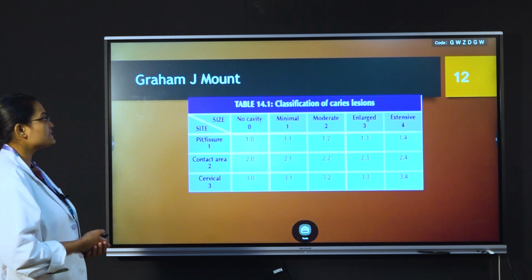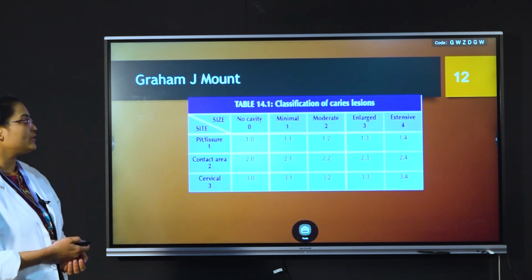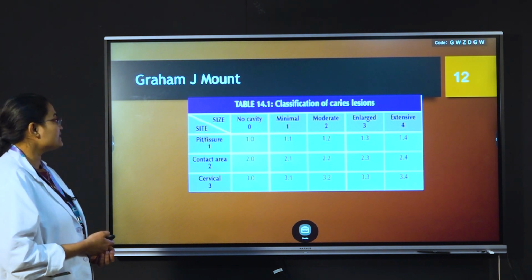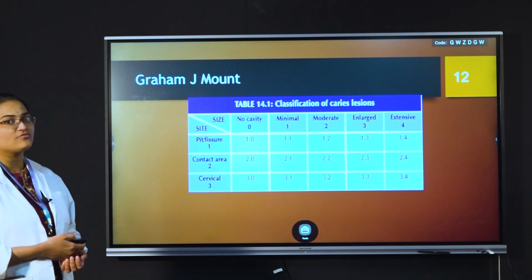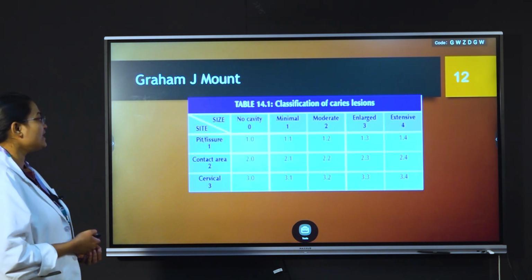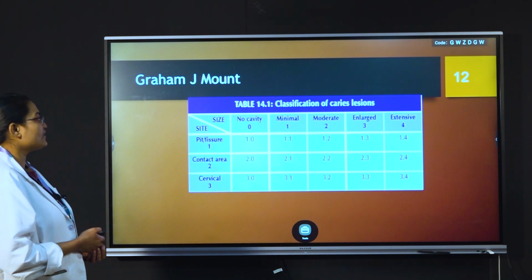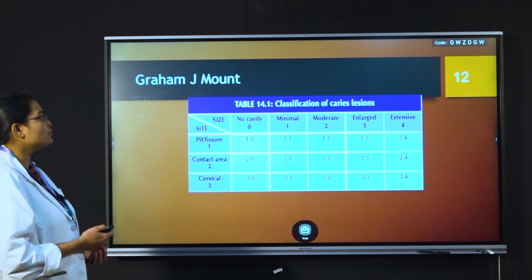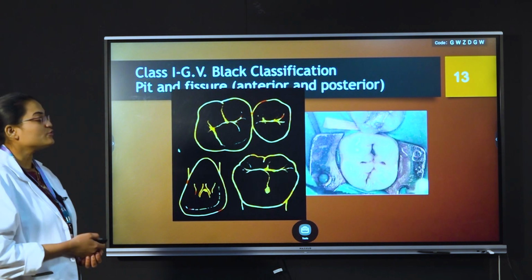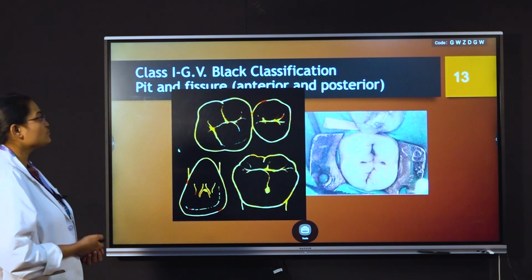In the size, it is classified as no cavity 0, minimal 1, moderate 2, enlarged 3 and extensive 4. And in the site, it is classified as 1 pit and fissure cavity, 2 the cavity in the contact area and 3 in the cervical area. Based on the size and the site, it is classified as 1.0, 2.2, 3.3, etc. Coming to G.V. Black's main classification, it is classified as class 1 to class 6.